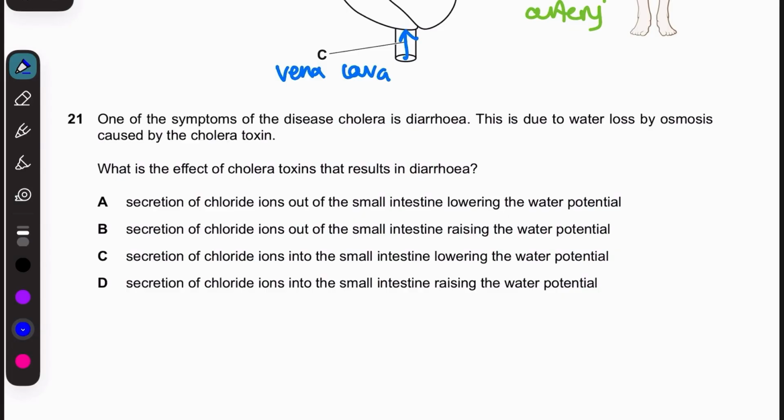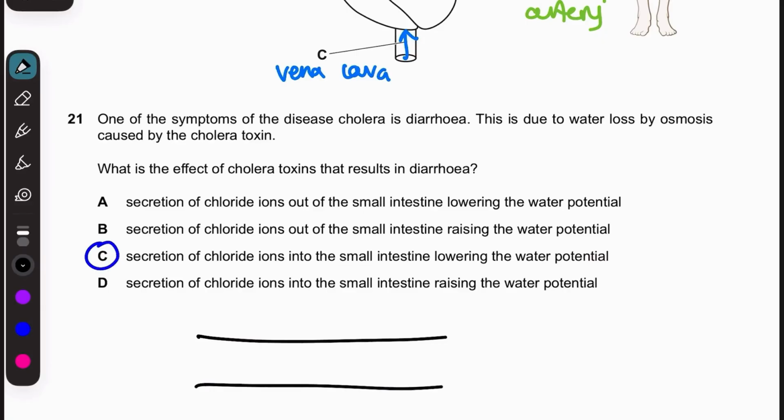Now, what is the effect of cholera toxin that results in diarrhea? Now, this is one of those questions where I'll tell you the answer first and I'll explain it, okay? So this is C. So what happens is you have your small intestine. That's your small intestine right here. And remember all the villi, right? This is the villi that we actually looked at earlier on. So here's all the villi. Okay, so I'll label that as the villi.